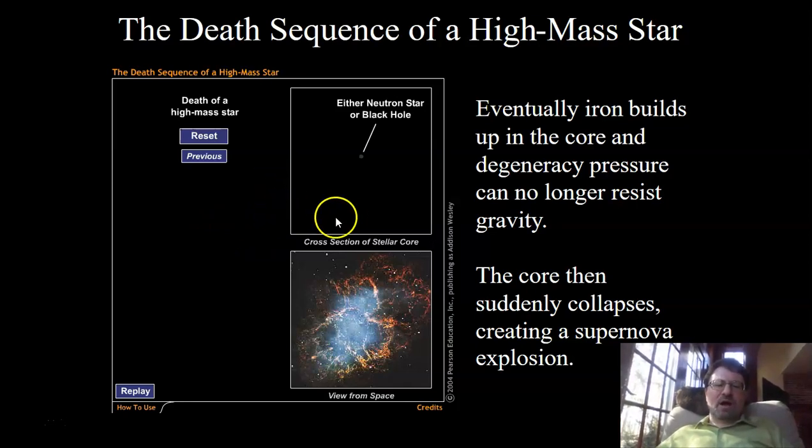So let's go ahead and look at what was created. You make what's called a supernova remnant. Here's an example of one of these supernova remnants. And you leave behind at the center either a neutron star or a black hole. These are corpses of stars. They're even more dense than white dwarfs that we'll be discussing in more detail in the next chapter.